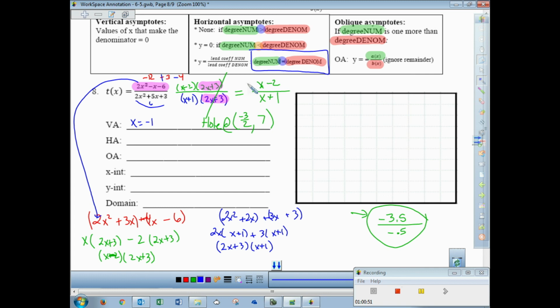So you try this. Leading coefficient over leading coefficient for me. It'll be at y equals leading coefficient over leading coefficient, which would be 2 over 2, right? Which we usually call 1. Will there be an oblique asymptote? No.